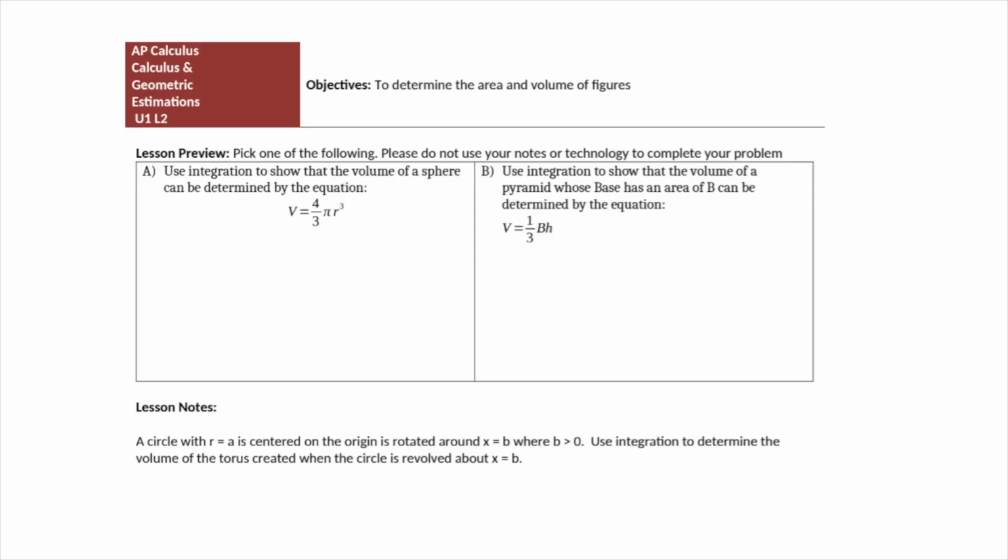For our lesson preview, choose one of the following problems. Use integration to determine the volume of a sphere, or use integration to determine the volume of a pyramid. Take the time to put some effort into these problems. Afterwards, we'll discuss the volume of a donut.